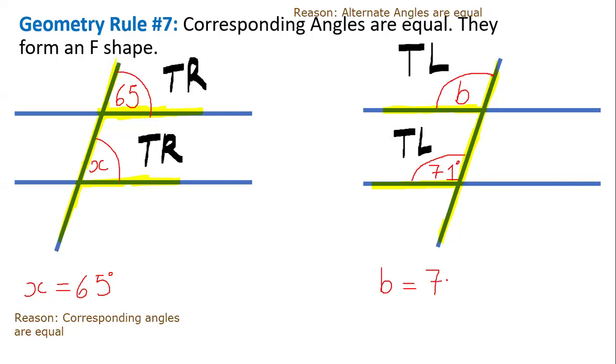Please write your reason. Can anyone tell me the reason? 71 degrees because corresponding angles are equal. Very good. So let's write this here. So the reason is corresponding angles are equal.